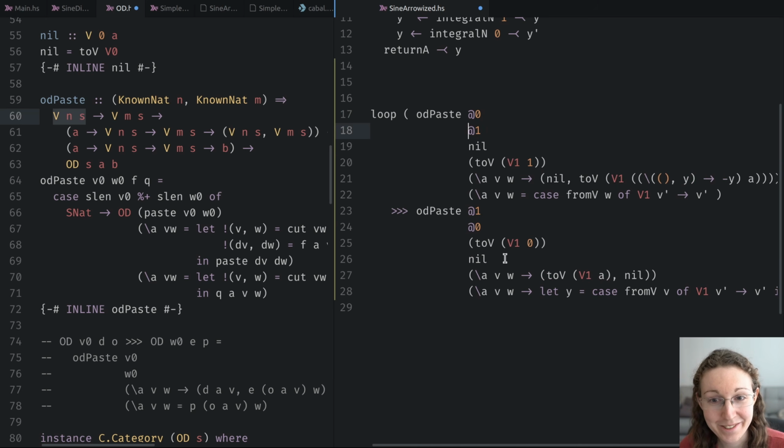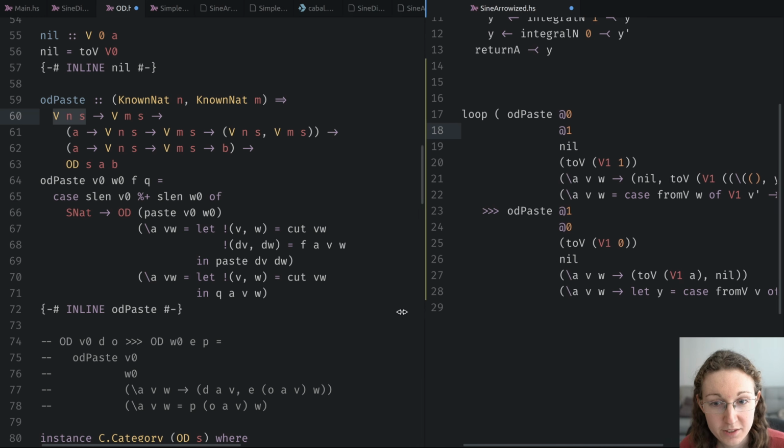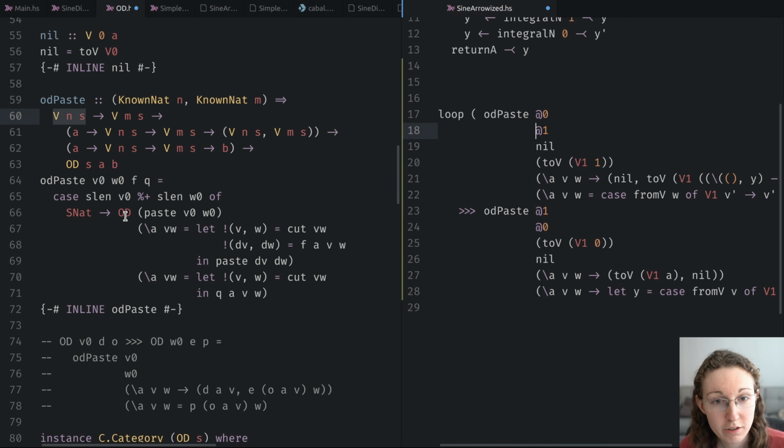And I'm going to do that here just so that it's a little bit easier to follow what's going on. And so again, we're pasting these two vectors together. So effectively, the end result ought to be that we have a 0 plus 1, or 1 element vector. Although there's a little bit of additional stuff going on here because this is written in sort of a continuation passing style.